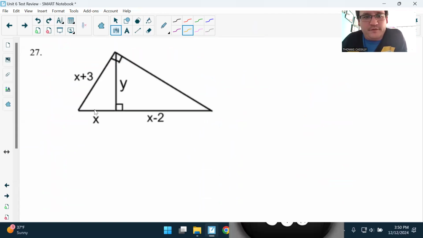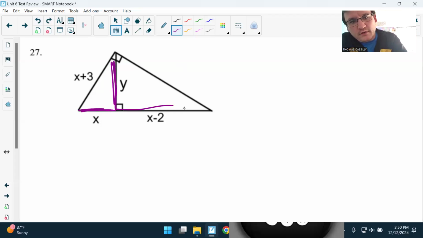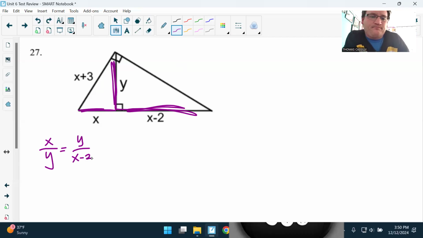One more problem here. Unfortunately, I saved the hardest question for last, because of course I did. Y is an altitude, so this is going to follow our heartbeat pattern here. So we got x over y equals y over x minus 2. If you look at that equation, we got x's and y's, and that's always an issue. It's always difficult to solve these types of problems when you have two variables.